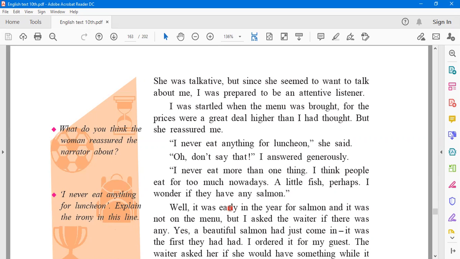So when we come to the end of page number 152, we realize that she had at first ordered salmon, which was not there on the menu card. As the salmon was being cooked, she ordered some caviar, that is the eggs of a particular kind of fish. Very, very expensive. It's a delicacy which only a few rich can afford.